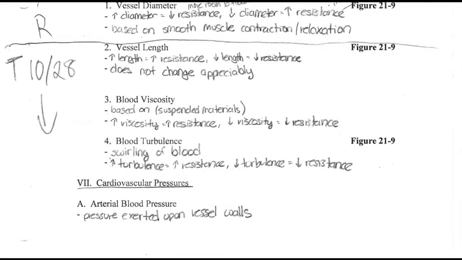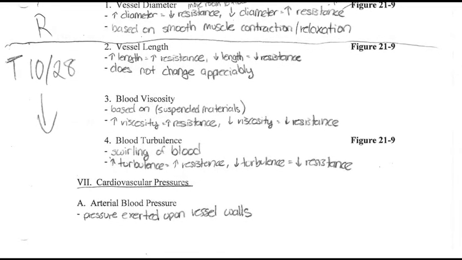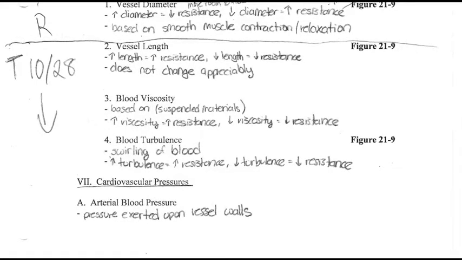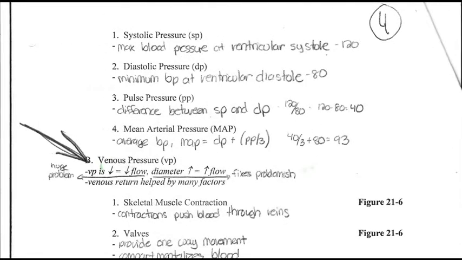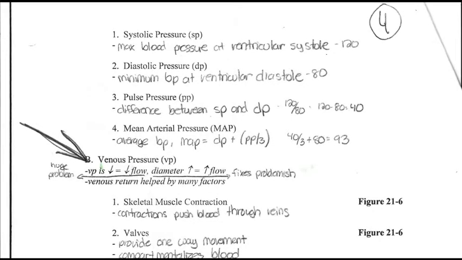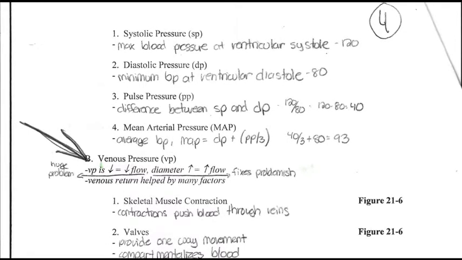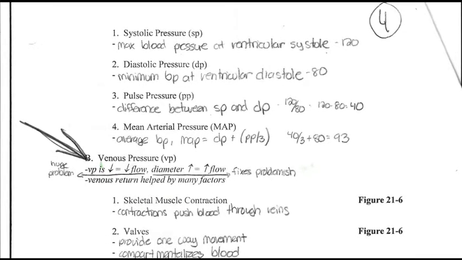Cardiovascular pressures. Arterial blood pressure. This is pressure exerted upon vessel walls. Page 4. Systolic pressure. This is the max blood pressure at ventricular systole. Typically in a healthy male, this number will be 120.